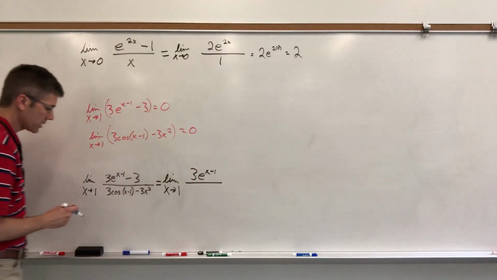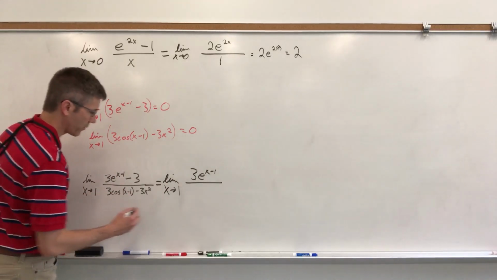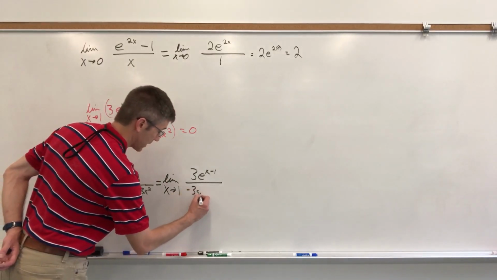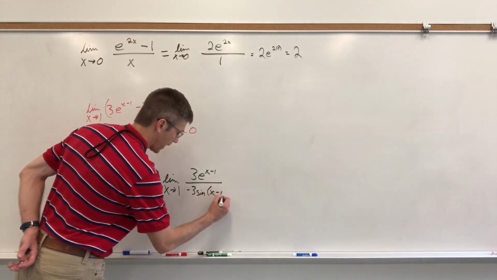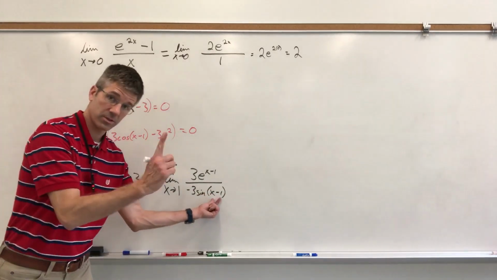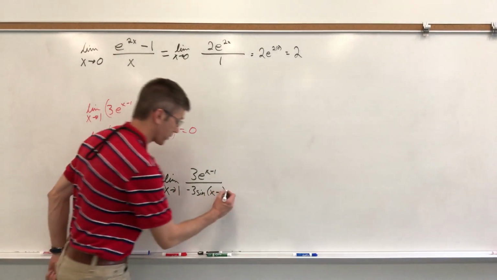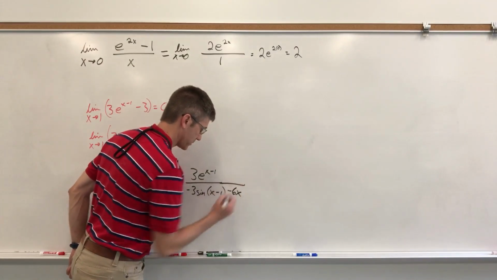Okay, let's find the derivative of 3 cosine of whatever. So the derivative of 3 cosine will be negative 3 sine of that, multiplied by the derivative of that, which is 1. So nothing changes yet. Derivative of 3x squared. 6x, subtracting.